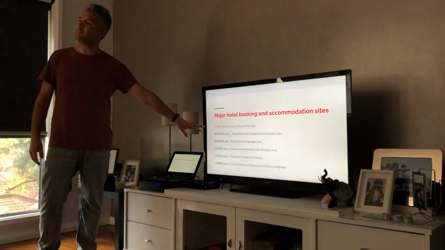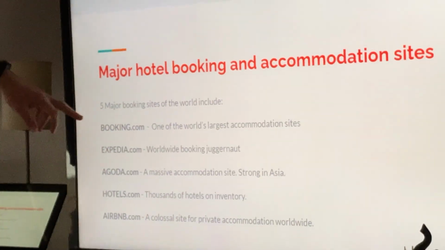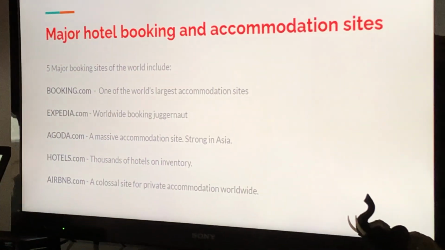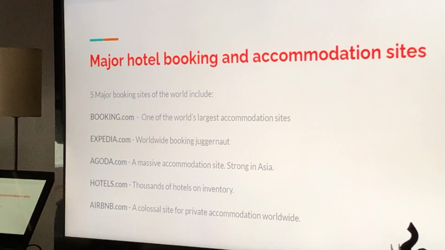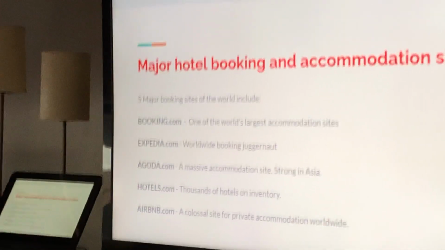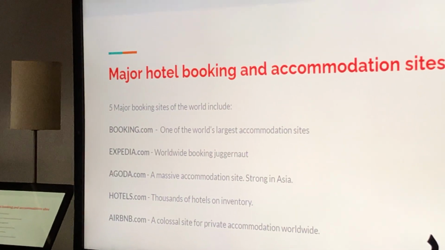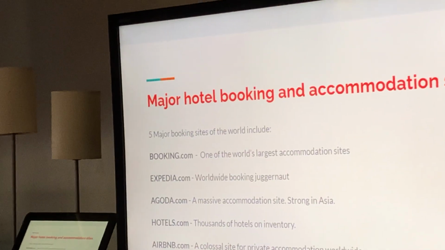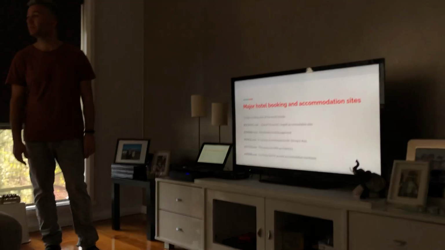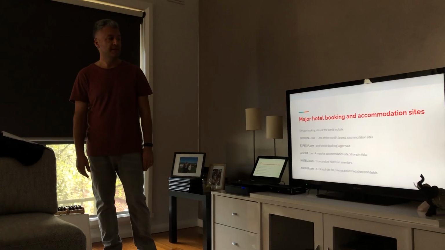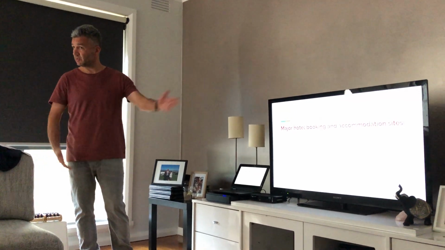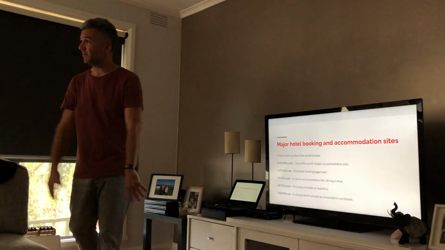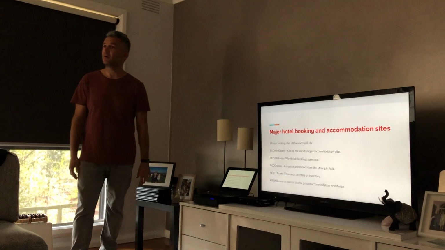These are the major hotel booking sites. The 5 major hotel booking sites of the world. We've got booking.com, one of the world's largest accommodation sites, expedia.com, worldwide booking juggernaut for sure, Agoda, which is very strong in Asia, hotels.com, and last but not least, airbnb.com, which is a colossal site for private accommodation worldwide. So those are the 5 major booking sites. I'll be giving you a PDF presentation too with all this, so you don't have to remember all these sites.